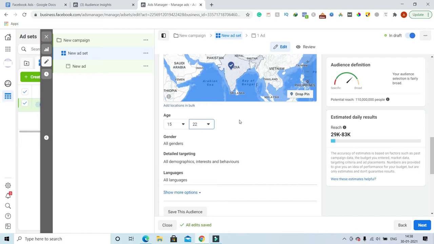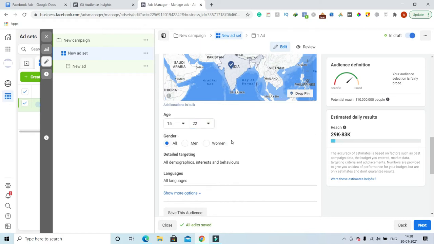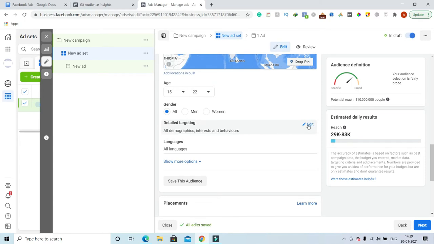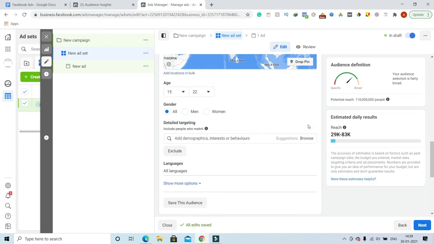First is the actual student and second is the parent of that particular student. So in this way you can define your ages. Then comes the gender part, which is quite obvious, male, female, depending upon your business again. And here is the cream of targeting, which is the detailed targeting option.